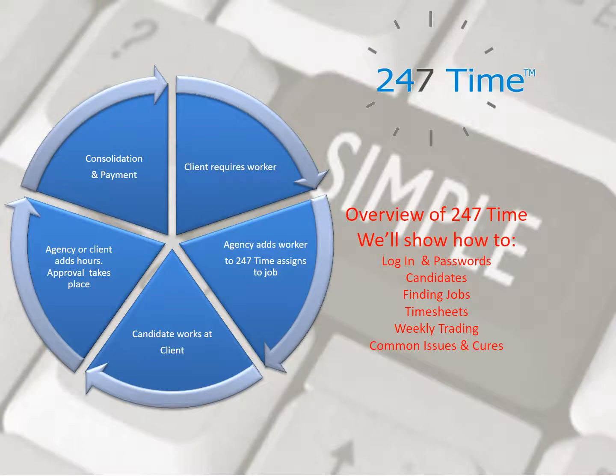And you can see in the virtual circle there that our system works on a weekly cycle. It starts off with the client requiring a worker, and you may go and tout your candidate, or equally they may come and ask you for a suitable candidate. If you haven't done already, then you'll complete a candidate profile in 247 time and then assign a candidate to the particular job at the client site, and then the candidate goes away and works on site for the working week.